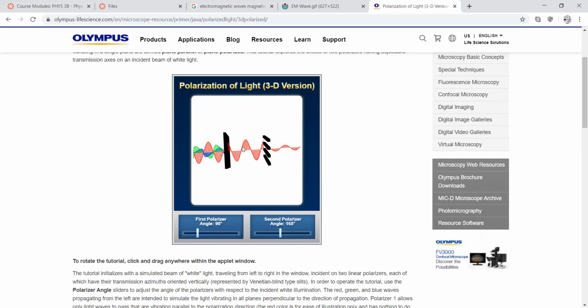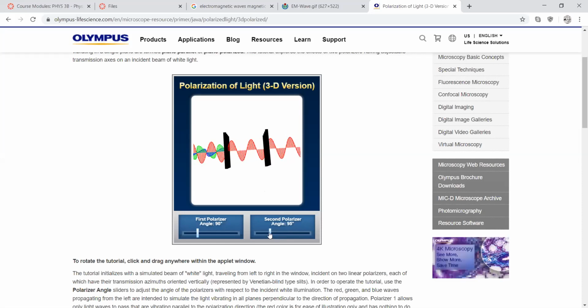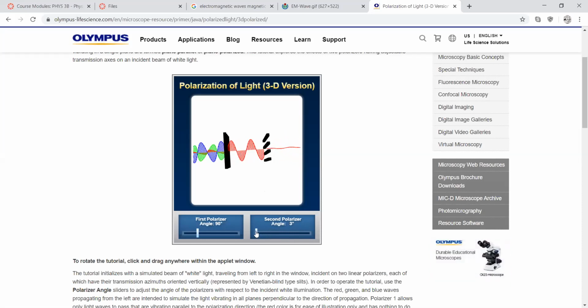Okay, so what is that telling us? That's telling us that if you have polarized light going through a polarizer, the angle that it comes in at is going to play a key role in what intensity you get.